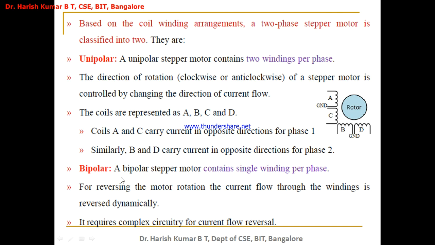Now a bipolar stepper motor contains only a single winding per phase. The unipolar contains two windings per phase, but the bipolar contains only a single winding per phase. If I draw the diagram for the bipolar, a similar diagram, you won't have two coils like this. You'll have only one coil here and one coil here.